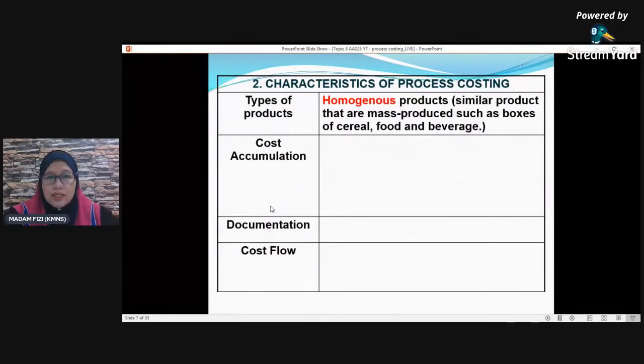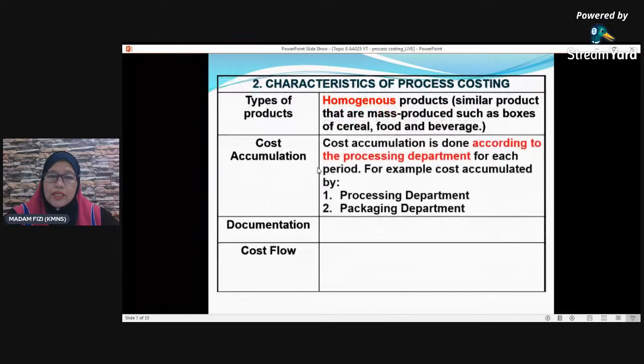Okay, now we look at the characteristics of process costing. Okay, for type of product, the product is homogeneous product. Apa maksud homogeneous product? Maksudnya the product is similar. Similar products that are mass produced such as boxes of cereal, food and beverages. Okay, maksudnya homogeneous, barang-barangnya nampak sama dan mass produced, dan dikeluarkan secara banyak.